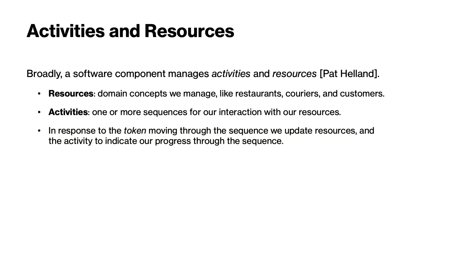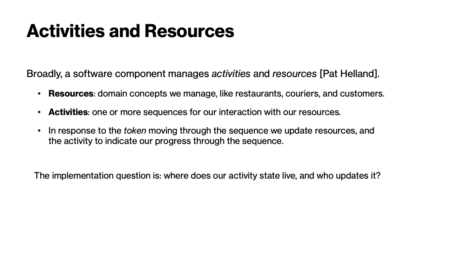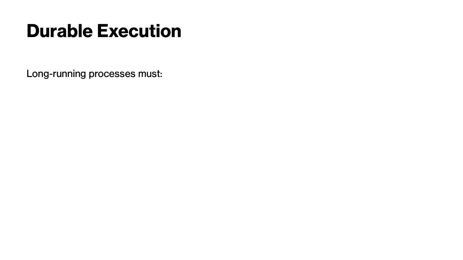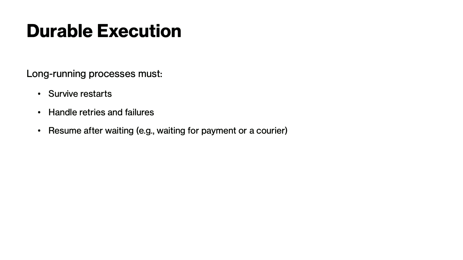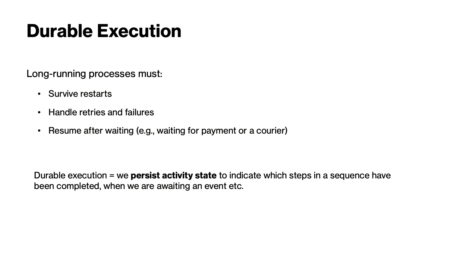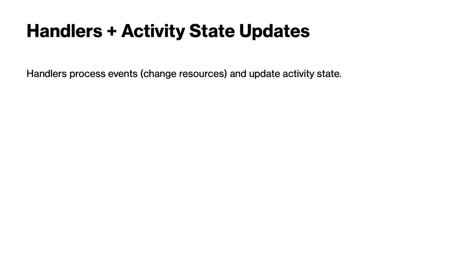In response to a token moving through our flow, we make changes to our resources and update the state of our activity. Where are we right now? All right? So the real implementation question is, how are we managing activities? The other real question you get into here is durable execution. If I have a long-running process, which by implication some of these orchestrations are, it needs to survive restarts, handle retries and failures, and resume after waiting. So we're going to need to persist that activity state so that we survive restarts for our operation.